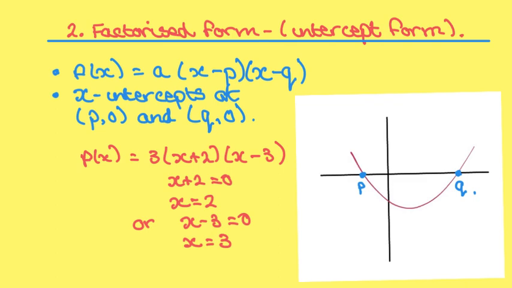Again, A tells you the shape of the graph. If A is positive, you get a smiley face. If A is negative, you get the unhappy face.